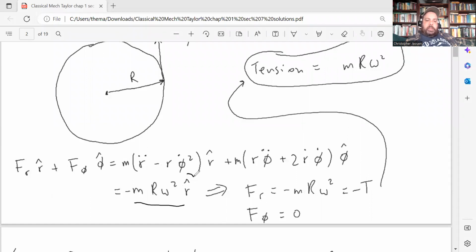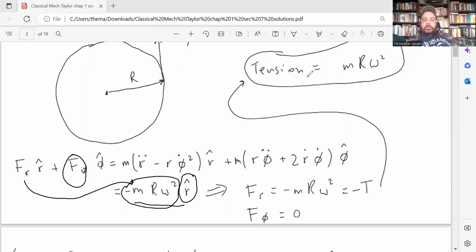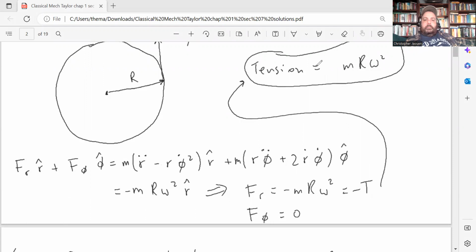So notice that only the term in the radial direction survives. So this should be equal to this expression over here, right? And this should be 0. Okay, so that means that the force in the radial direction is negative m capital R omega squared, replacing little r with capital R and replacing phi dot with omega, right? Because that's the angular velocity. So you get negative m R omega squared.